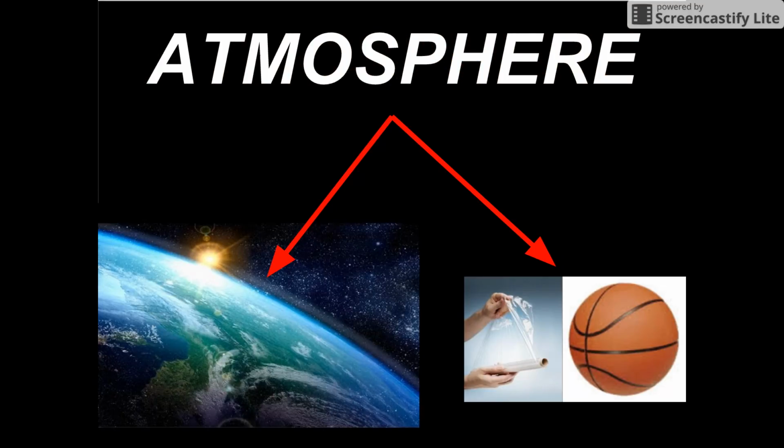If the Earth were the size of a basketball, the thickness of the atmosphere would be about the size of plastic wrap surrounding that basketball. Gravity holds the atmosphere to the Earth's surface.